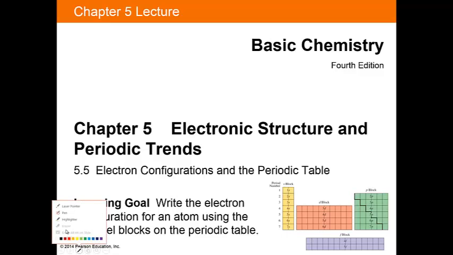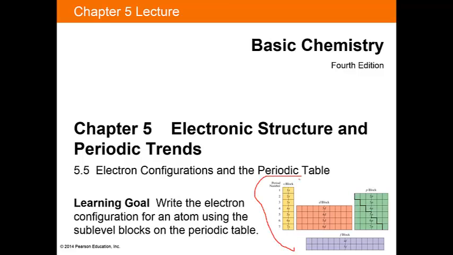All right, so here we are to finish up our lecture on Chapter 5, Electronic Structure and Periodic Trends. This is over electron configurations in the periodic table and basically their relationship. And I really like this layout of the periodic table right here because you can actually see the different blocks based on their energy levels.